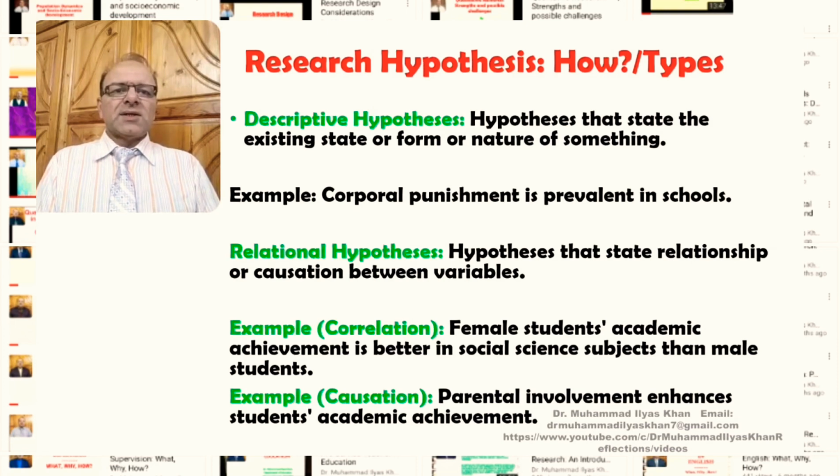Now, this is a relationship of academic achievement with gender. This hypothesis shows that. Similarly, an example of causation: parental involvement enhances students' academic achievement. So here we see that we are trying to explore that the cause of better academic achievement of students is parental involvement.